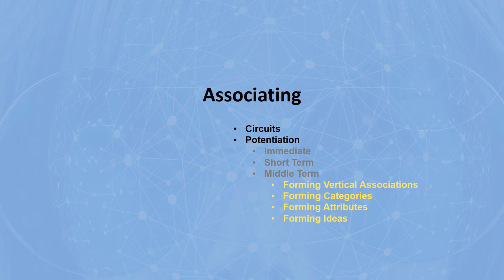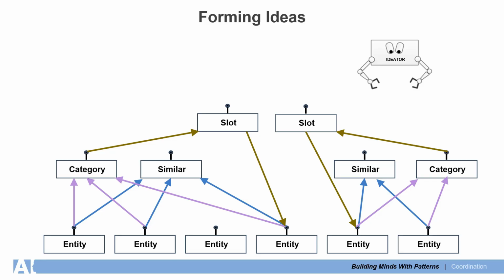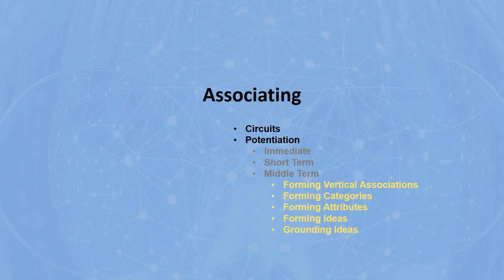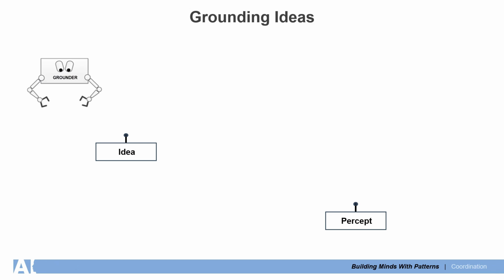Forming ideas. An ideator mechanism creates ideas by collecting attributes as elements of the idea. Grounding ideas. The grounding mechanism links ideas to percepts. During potentiation, activated features are associated with activated percepts, as well as activated ideas are connected to activated percepts.